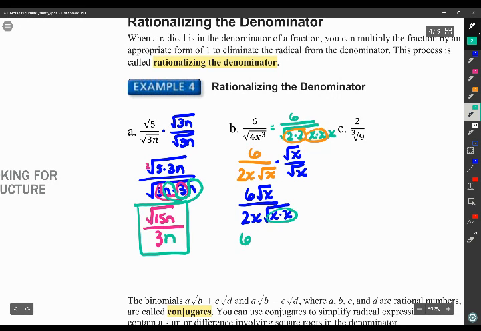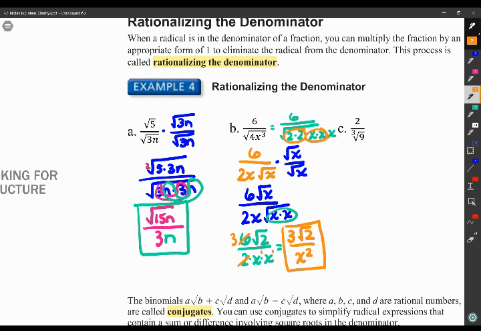So we have 6 root x over 2 times x, which simplifies down to be, remember that 6 is divisible by 2. 2 goes into 6 3 times. So we're left with 3 root x over x squared because we have 2 x's on the bottom, so we can add our exponents together. So this would be our answer on the bottom.